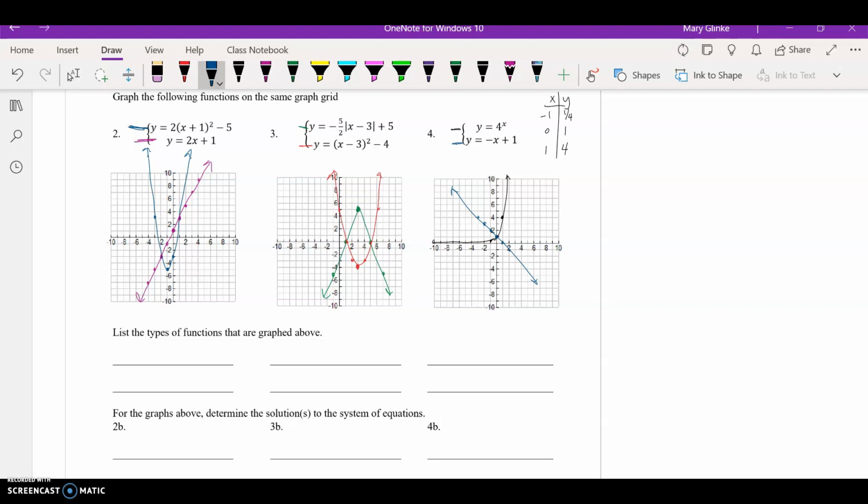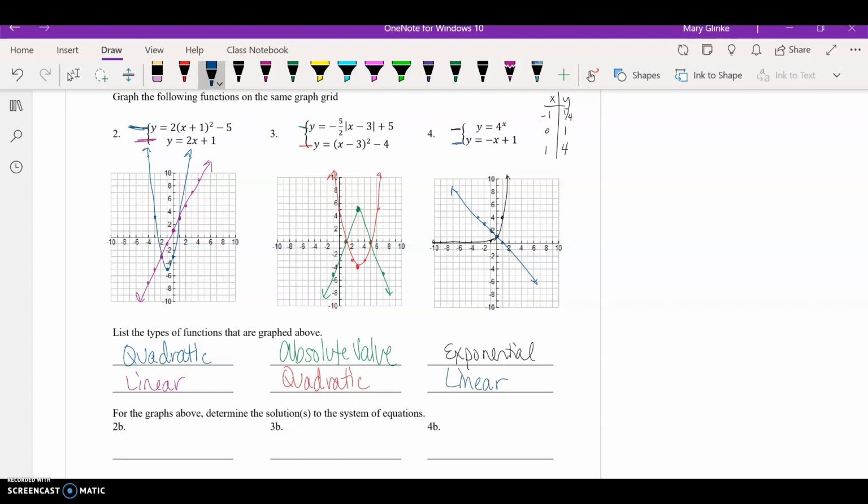So for this first one, we had the quadratic. That was the one in blue, and the linear in purple. This next one was absolute value and a quadratic. And number 4 here was exponential and linear.